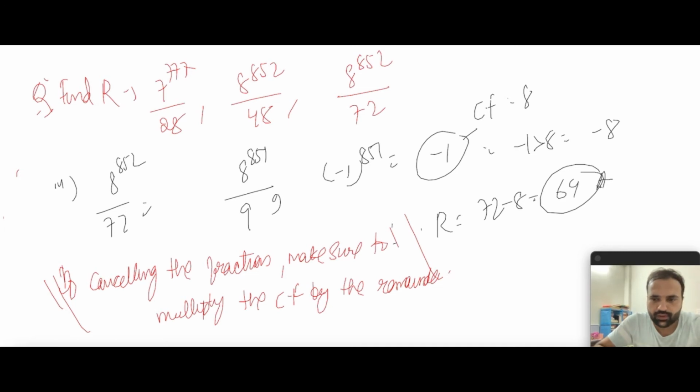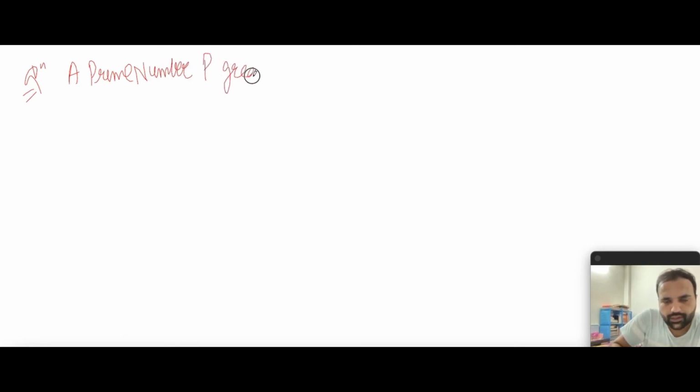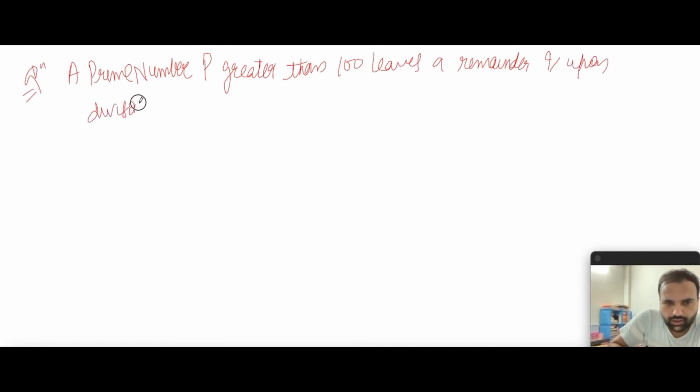So now let's move to the last section of this video. Let's do the question now. A prime number greater than 100 leaves a remainder q upon division by 28.